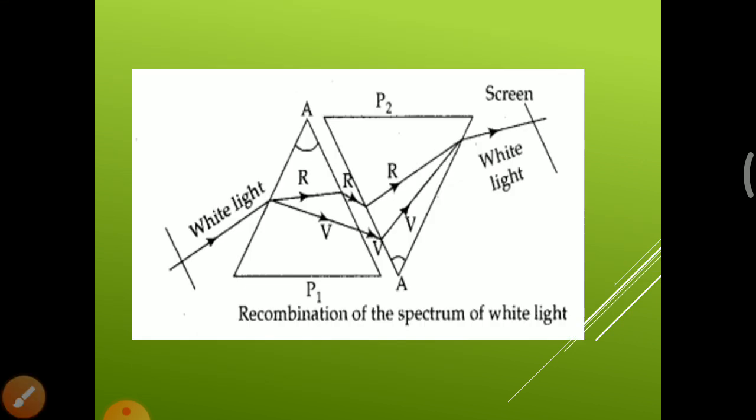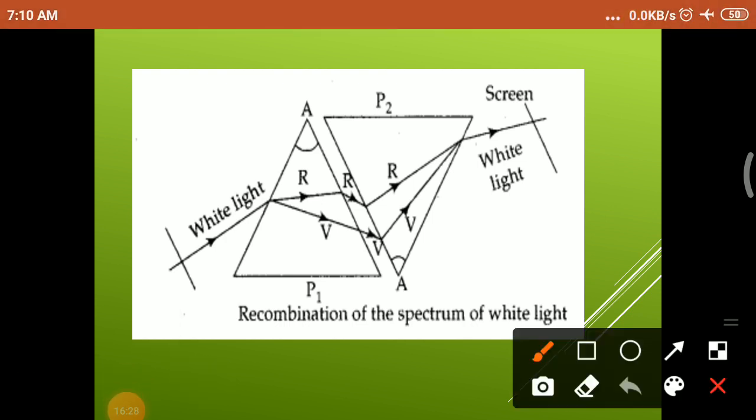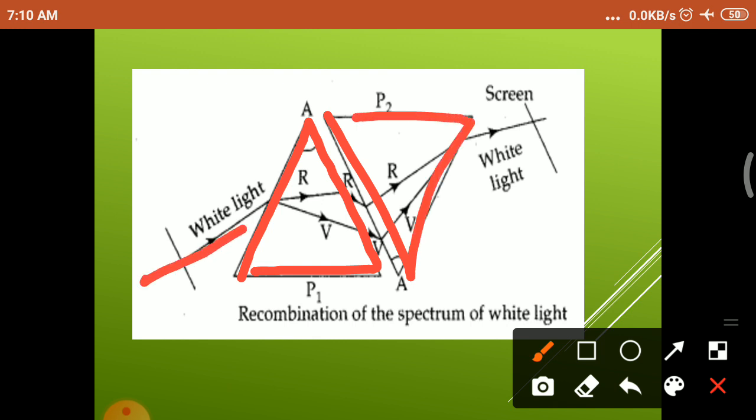You have to draw a ray diagram for recombination of the spectrum of white light. How to draw the diagram? You have to draw a prism. This is P1, prism 1. This is prism 2. When the white light passes, it is dispersed into 7 colors. I cannot draw the 7 colors in this prism, so I draw only 2 rays, the top ray and the bottom ray. In between the top and bottom, all other rays are present. But here we need not mention all the colors. You just have to mention the red at the top and violet at the bottom.